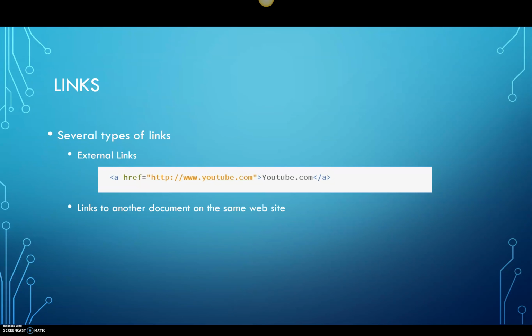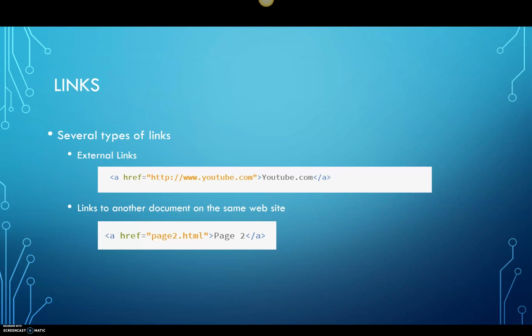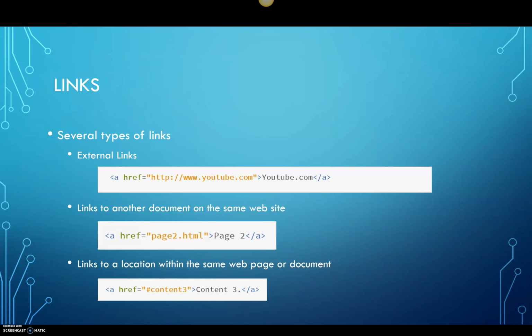Here's a link to another document on the same website. This would take the user to page2.html from the link page2. And finally, you have a link to a location within the same web page or document. And this would take the user to the predefined ID of content 3 when they click on content 3 with an underline.